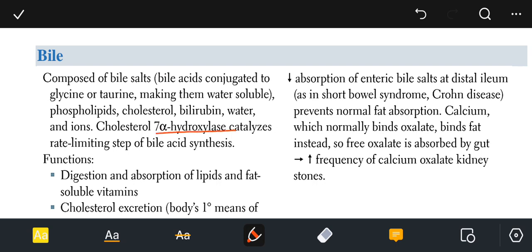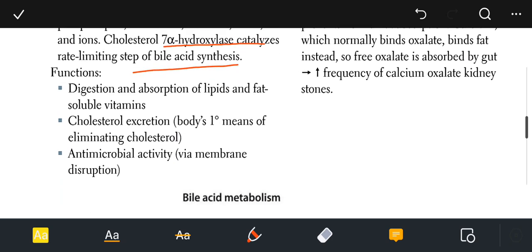Cholesterol 7 alpha hydroxylase catalyzes the rate limiting step of the bile acid synthesis. For the bile acid synthesis, there is an enzyme called 7 alpha hydroxylase that is catalyzing the rate limiting step. So that is why it is very important in bile acid synthesis. The bile functions in the digestion and absorption of the lipids and fat soluble vitamins. Cholesterol excretion: the bile is the body's primary means of eliminating cholesterol.